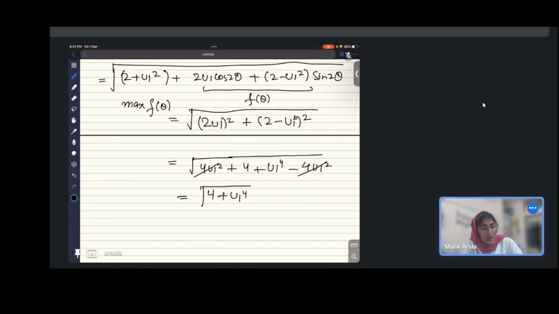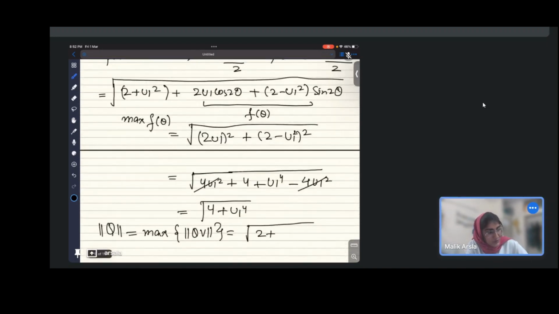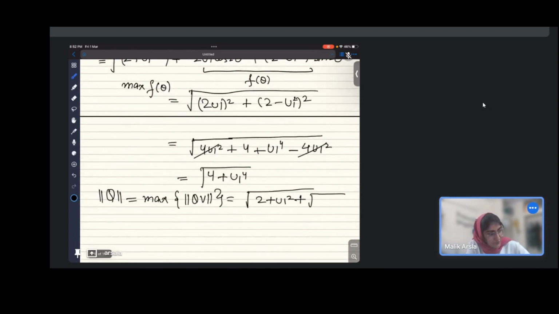So now, what is norm of q again? It is the maximum value of qv, right? And it will be equal to under root of what? We had 2 plus u1 square here, and then this thing. Under root of 4 plus u1 to the power 4. So this is the norm of q. So you got till here. Now what will be the condition number?